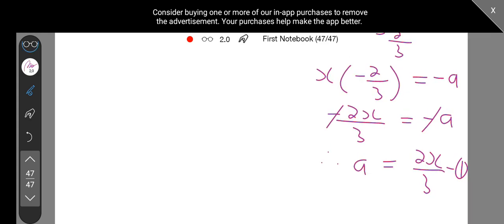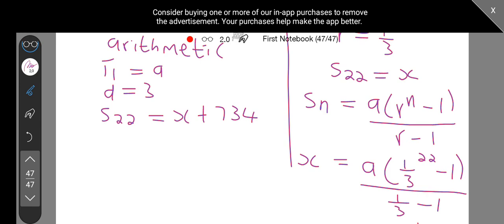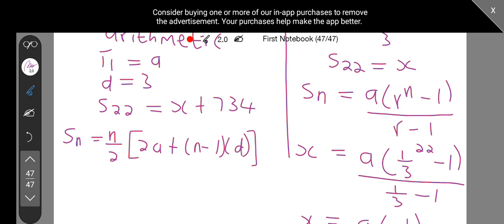Okay, so we are now going to calculate the sum of an arithmetic progression to come up with the second equation. The sum of an arithmetic progression to n terms is equal to n over 2 multiplied by 2a plus n minus 1 multiplied by the constant difference between consecutive terms. So the sum to 22 terms is given as 734 plus x.